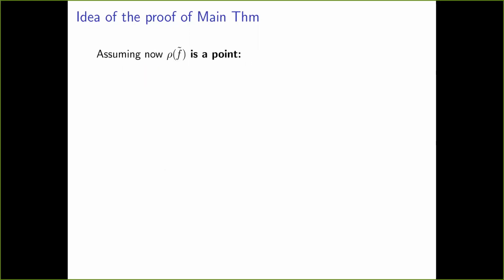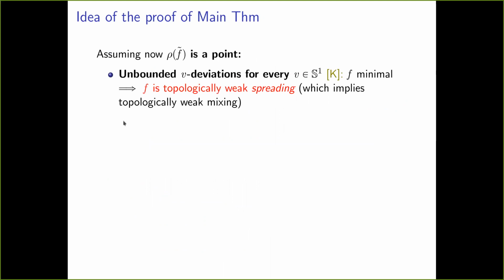And just to finish, now assume that you have a point. The rotation set is just a point. If you have unboundedness of V deviations for every direction, you can prove that minimality implies topologically weak spreading, which is a property stronger than mixing. This is something we defined with Andrés. In that paper, we deal with invariant foliations.